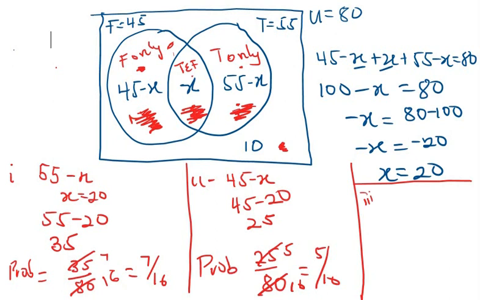So it will be 10 over 80. Now 10 goes here 1 time, it goes here 8 times. And that is 1 over 8 for the III. Now the last question, that's the C part.